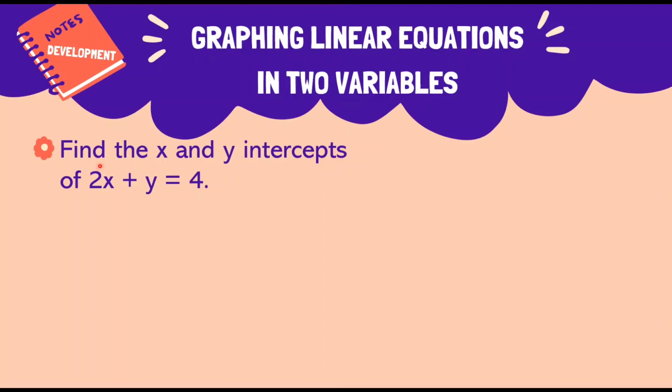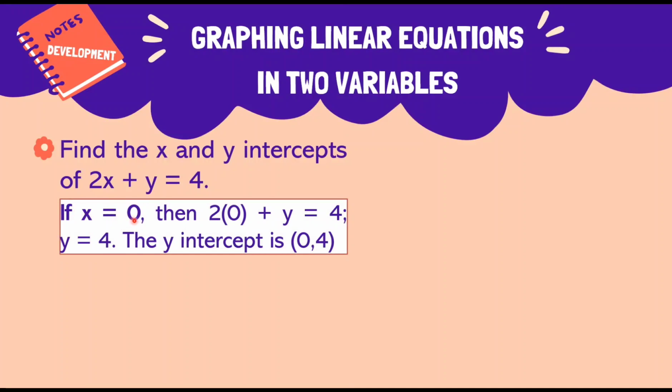Under this, given the x and y intercepts. So find the x and y intercepts of 2x plus y is equal to 4. In this case, we need to find our x and y intercepts in order to plot the given point. So using this equation, let x is equal to 0, then we need to substitute 0 into this equation.